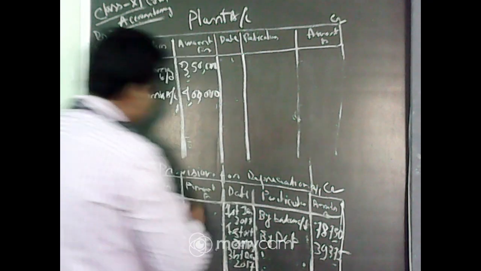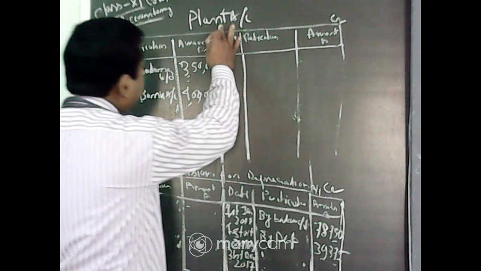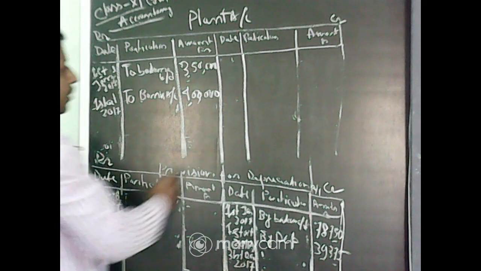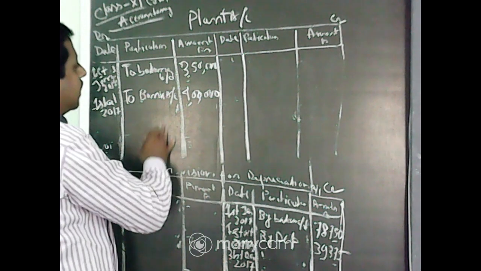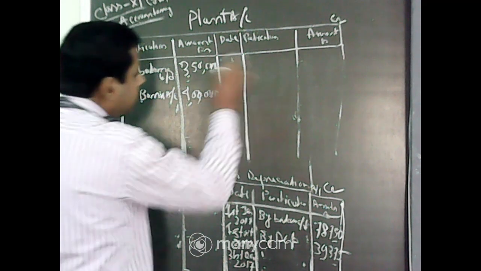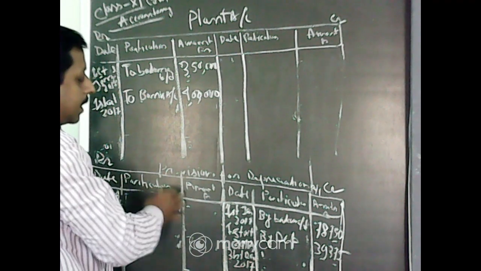Now here I am not showing the depreciation account, here I am showing the plant account and provision for depreciation account. Generally we see all the depreciation we charge in plant account, but in that case we are not charging the depreciation in plant account. Then how we will maintain the account, that I am showing.